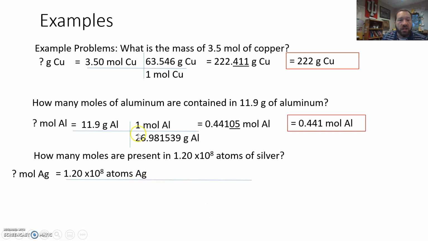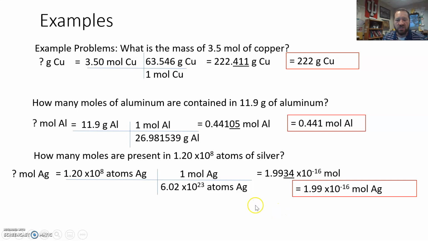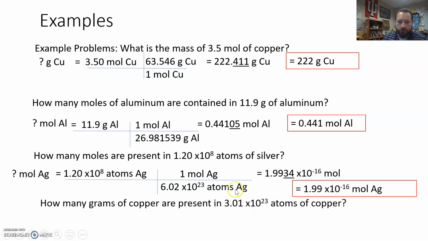Now, instead of using the molar mass, I don't have a mass, I need to cancel out atoms. This time, I need to use Avogadro's number. There are 6.02 times 10 to the 23rd atoms of silver in 1 mole of silver. And there we go. We have crossed off atoms of silver. We only have moles of silver left. We do our math. We adjust for significant digits. 3 significant digits. 1.99 times 10 to the negative 16th moles of silver.